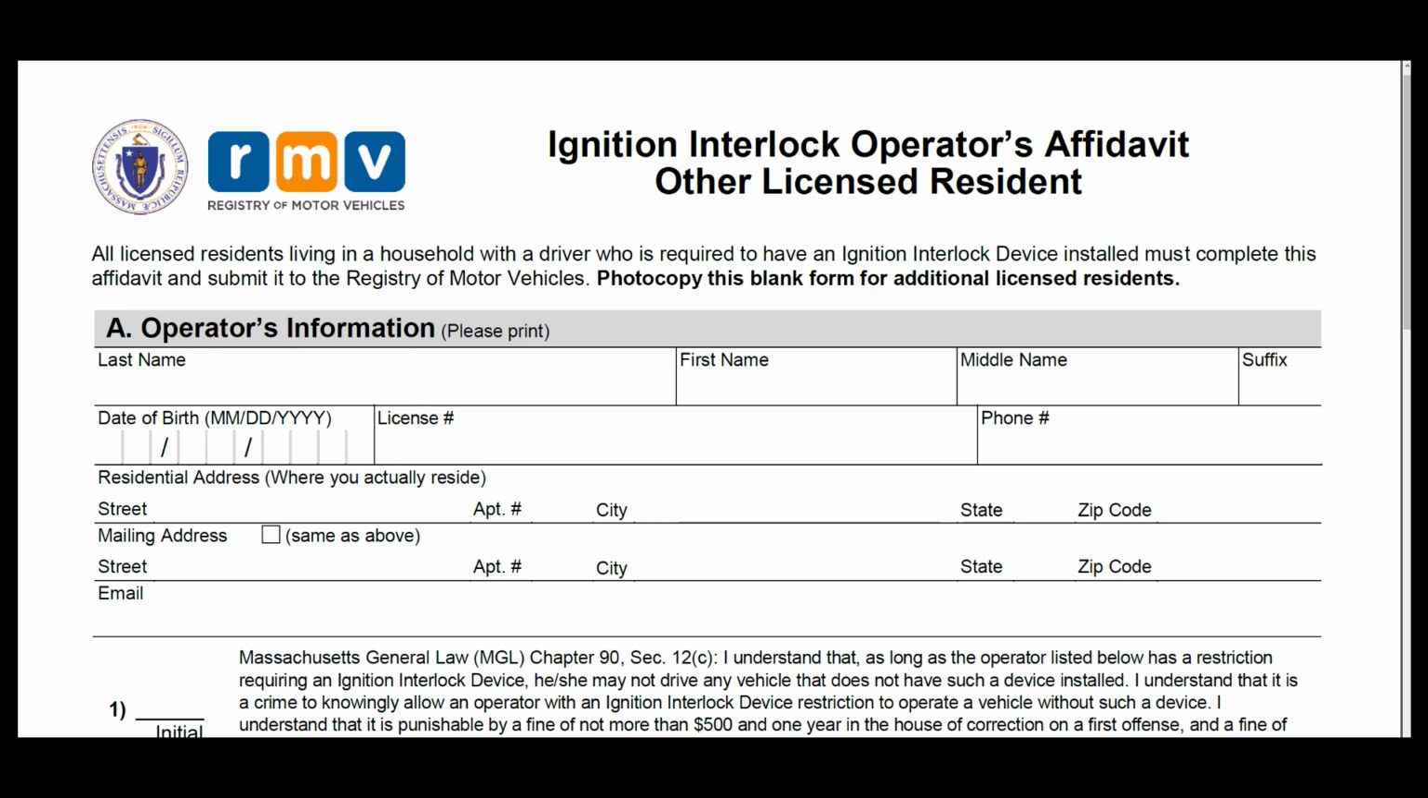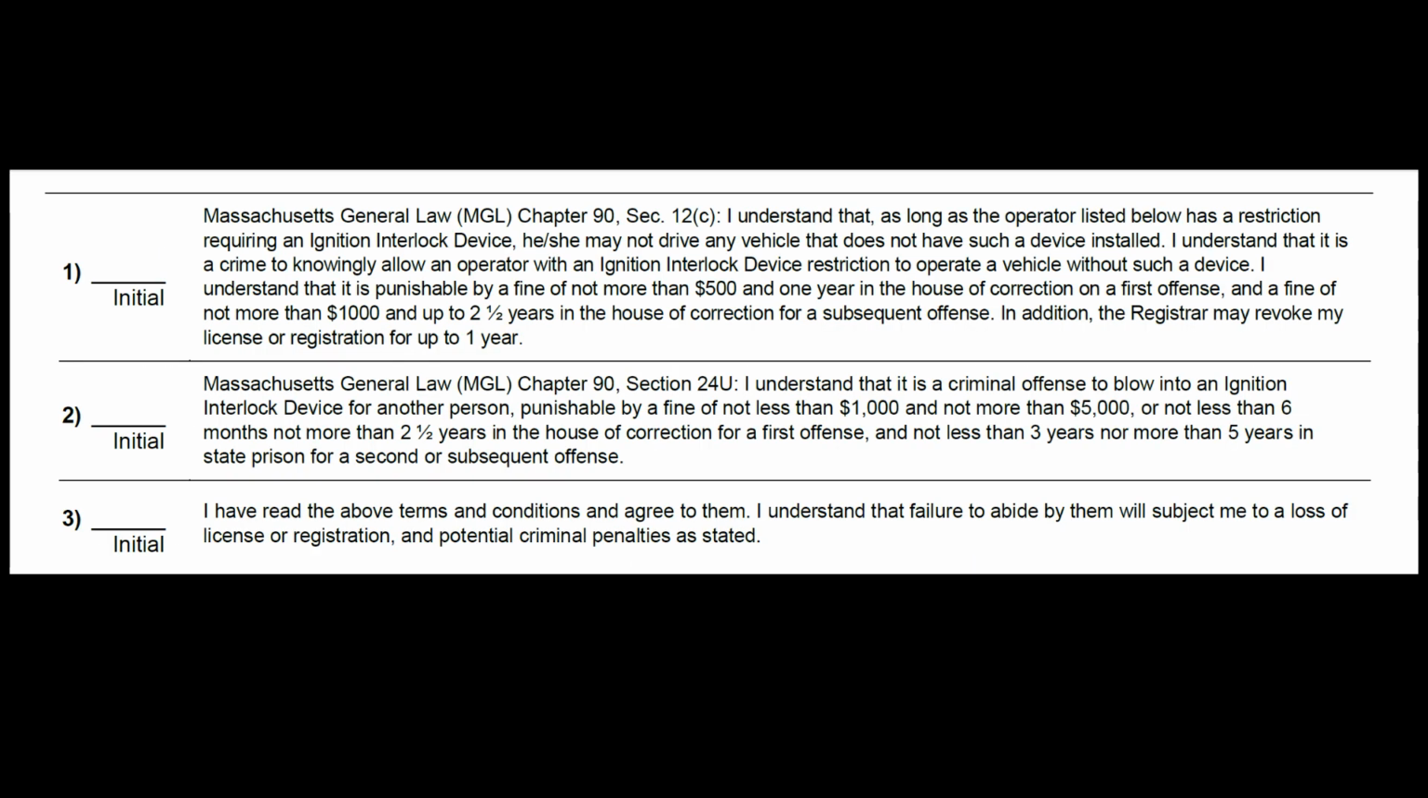Section A is for the operator's information, and that's not your information. That's the other licensed resident's information. So that's the information of the person who lives with you who has a valid driver's license. They list their name, date of birth, license number, phone number, residential address, mailing address, and email address. The next section consists of three things that they need to initial.